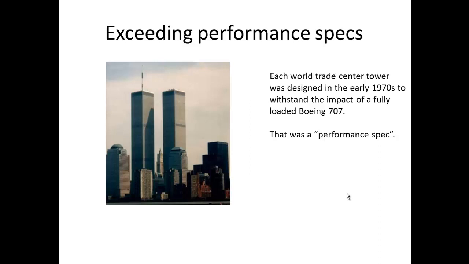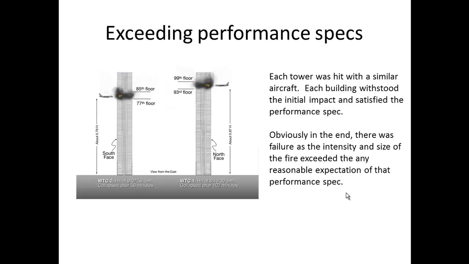The World Trade Center towers were designed in the 1970s to withstand the impact of a fully loaded Boeing 707. That was one performance spec for the building. Obviously, each tower was hit with similar aircraft. Each building withstood the initial impact and satisfied the performance spec. While many died in the end in this terrorist attack, each building stood for nearly an hour and allowed many tens of thousands of people to evacuate. It saved many tens of thousands of lives.